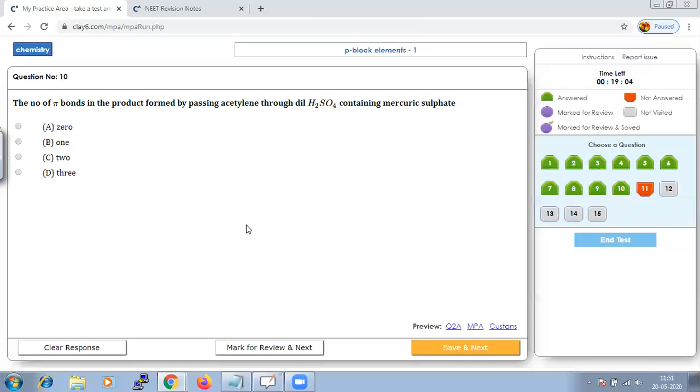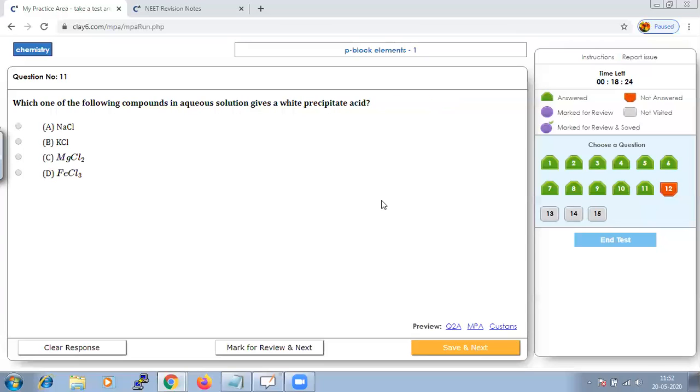The number of pi bonds in the product formed by passing acetylene through dilute H2SO4 containing mercuric sulfate. Acetylene, when it undergoes hydration in the presence of dilute sulfuric acid and mercuric sulfate, forms acetaldehyde. The number of pi bonds in it is actually 1. Hence, we can say option B is the right answer. Let us save that and go to next.